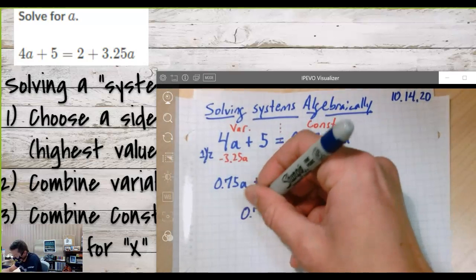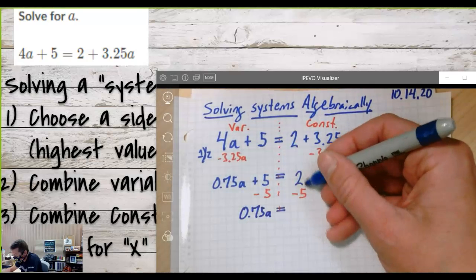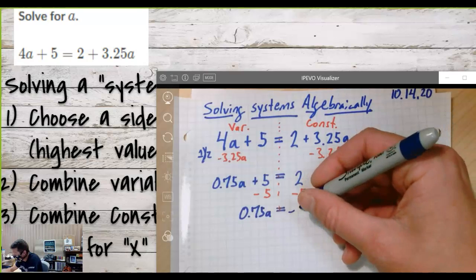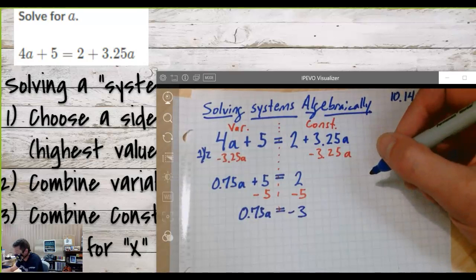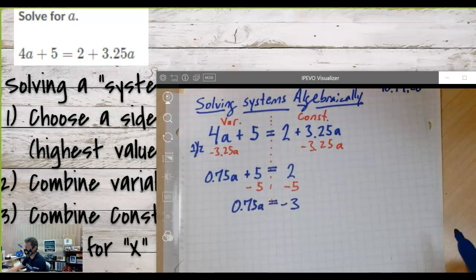And we do 0.75a equals negative 3. Now, there are actually two ways that this might be written, but since we're working with decimals, let's just go ahead and keep going that way. We're going to keep going across the back of the room.